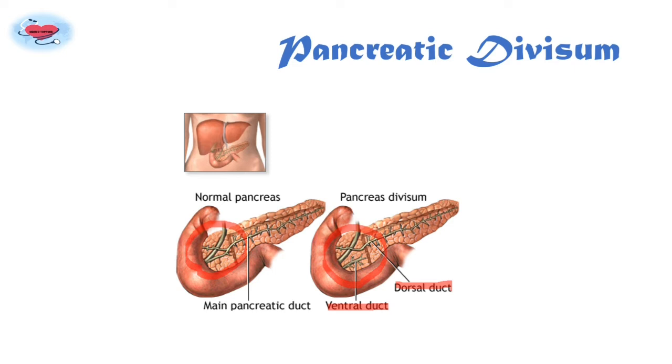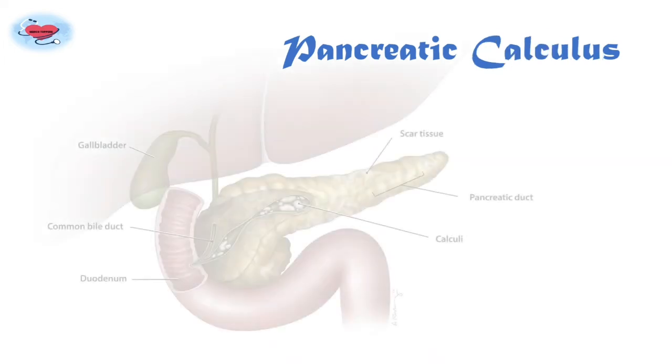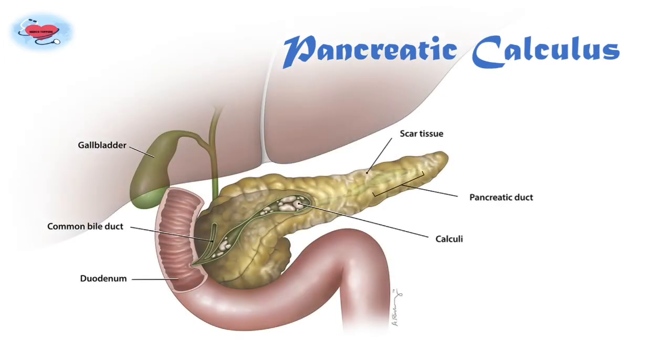Next, pancreatic calculus. Why does pancreatic calculus occur? Mainly pancreatic secretion stasis or stricture at the level of the pancreatic duct may lead to the formation of calculi in the pancreas, and there are two types. One is calculi in the duct, another one is calculi in the parenchyma.